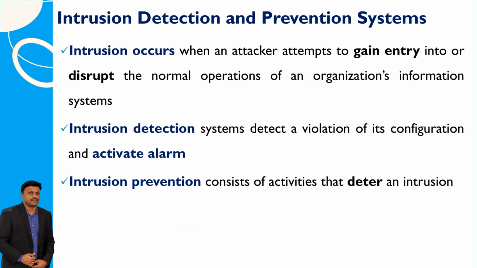Intrusion detection and prevention systems are crucial components in safeguarding organizations against cyber threats. An intrusion, defined as an attacker's attempt to breach or disrupt an organization's information systems, prompts the need for effective prevention measures. Intrusion prevention involves activities aimed at deterring such breaches. Concurrently, intrusion detection relies on procedures and systems to swiftly identify any unauthorized access or disruptive activity within the system. Once an intrusion event is detected, intrusion reaction comes into play, encompassing the proactive actions undertaken by the organization to mitigate the threat and protect its assets.